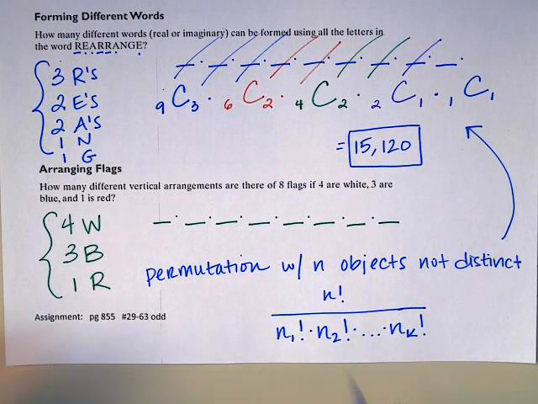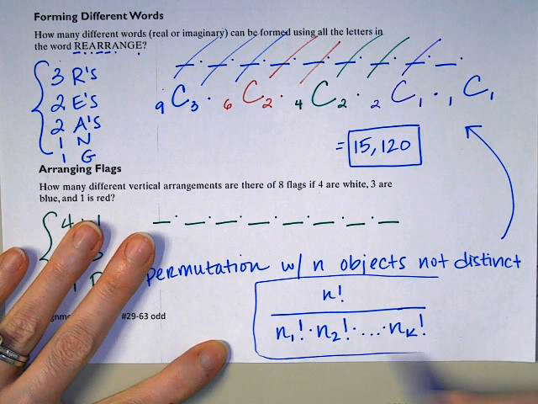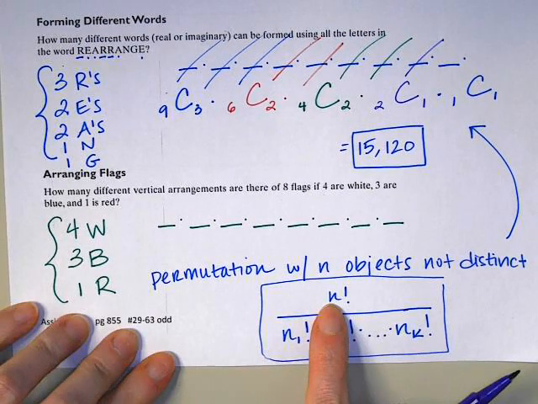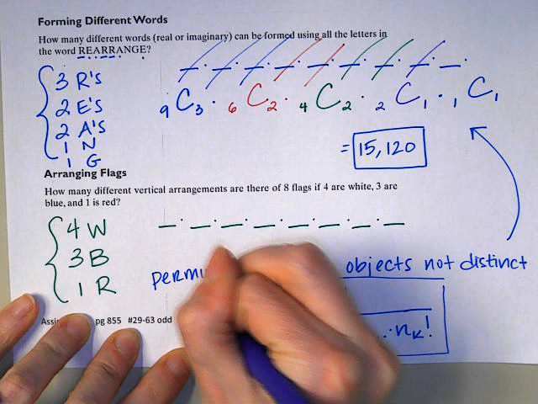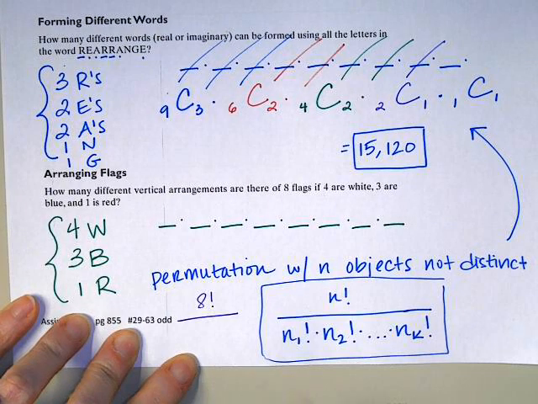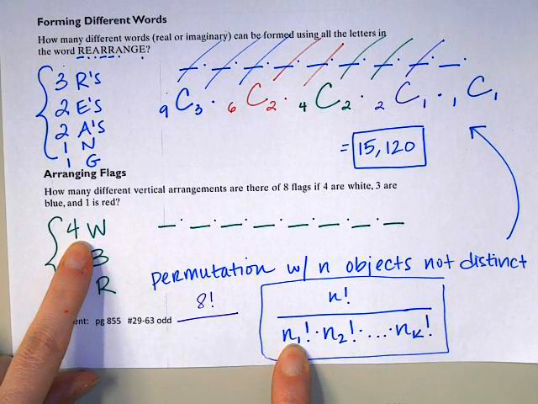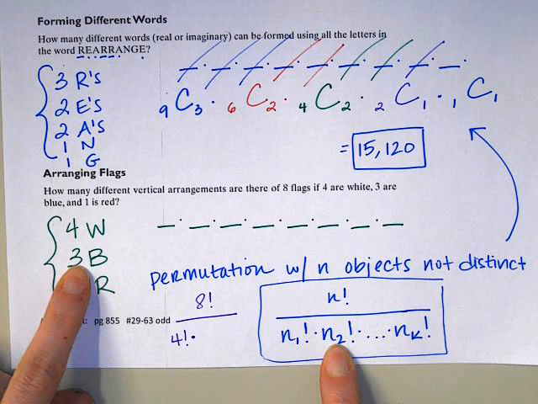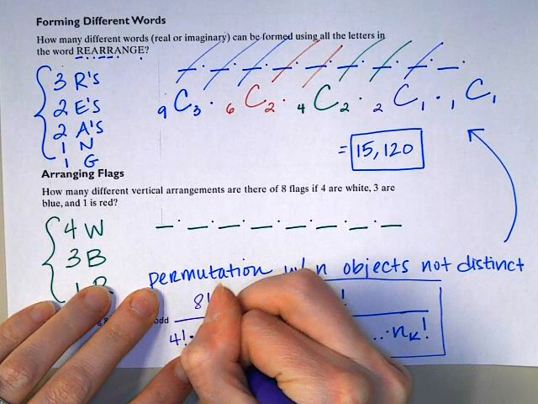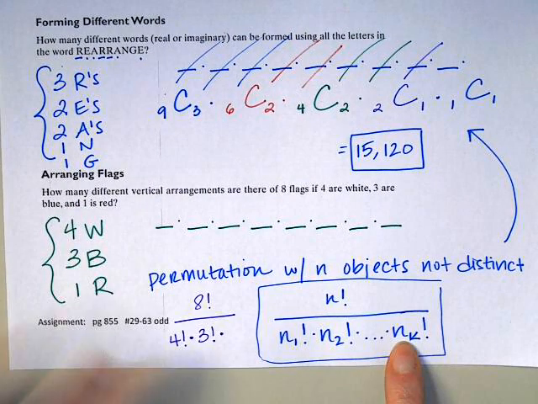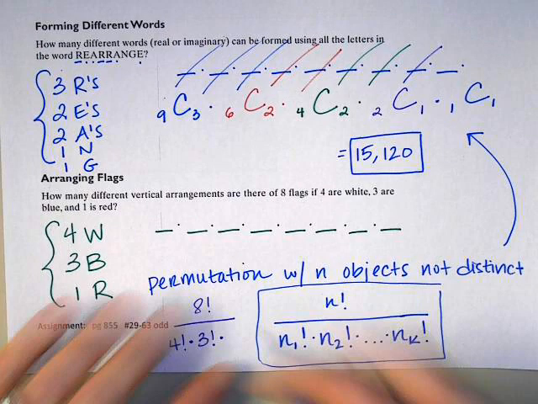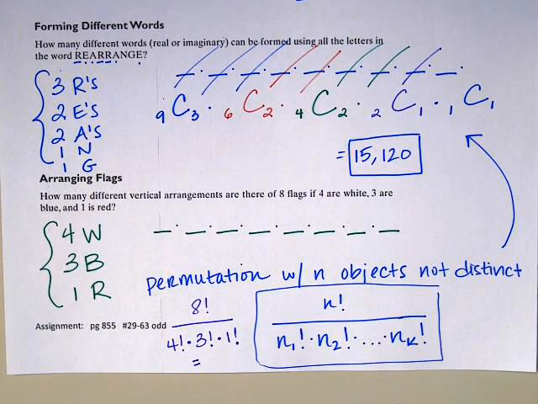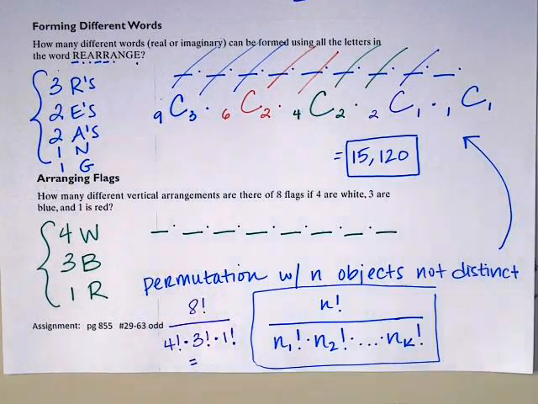All right, so for this problem, I'm going to try this formula and see what happens. So we have 8 flag spots to choose from. So 8 factorial. And then n sub 1 would be how many white? 4 factorial. N sub 2 would be how many blue? 3 factorial. And n sub k would be how many reds? 1 factorial. And this will be another way to get the answer unless you would rather do it this way.